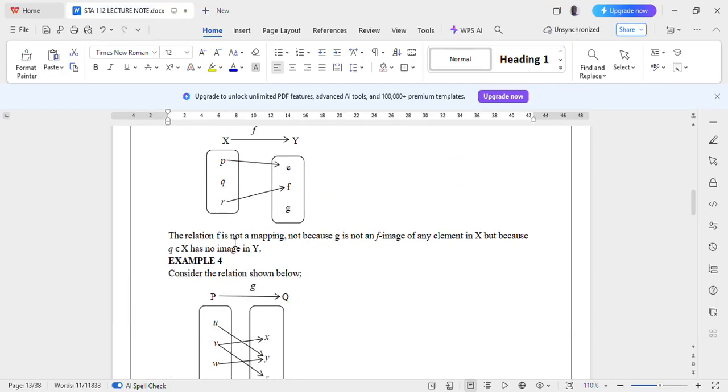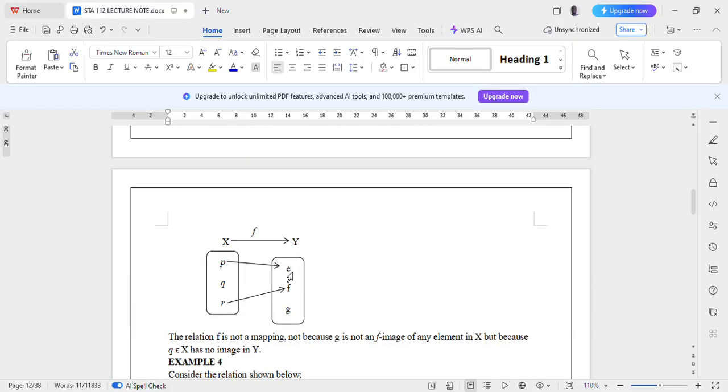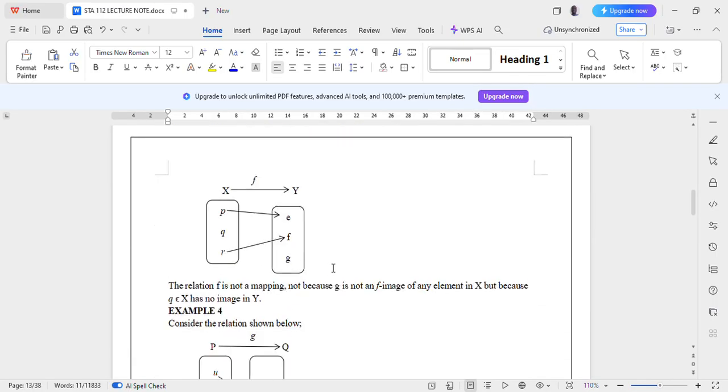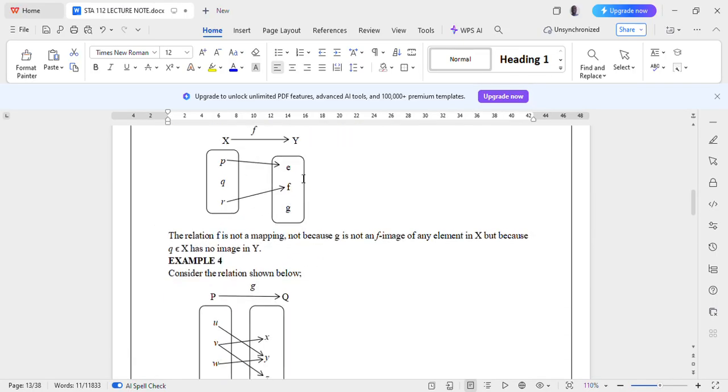Yes, the relationship f is not a mapping. Now look at this. Consider the relationship shown in the arrow diagram below. So P goes to this one and this goes to this. The relationship f is not a mapping, not because g is not an image of any element, but because q, which is in x, has no image in what? In y. Yes, there is a particular element in x that has no image in y. So this is not a mapping.